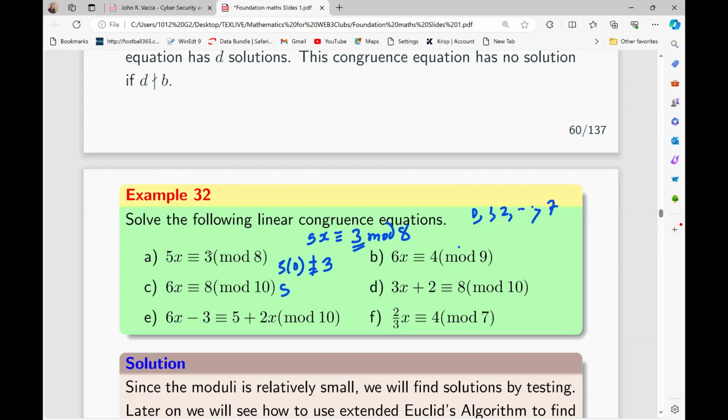Then it tries 1, then finds that 1 times 5 will be 5. Divided by 8, 8 will go into 5 0 times, and the remainder will be 5. So this is not congruent. No, okay, it's 5. Just a minute, let me just write properly.